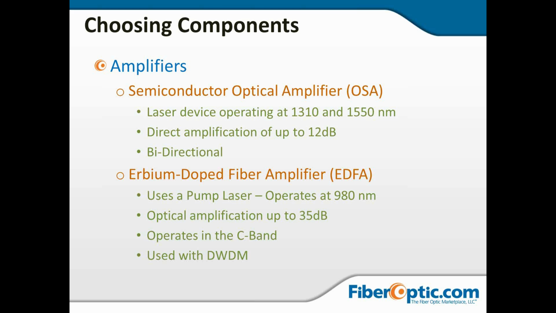Now, the erbium doped fiber amp, or EDFA, is your higher power. In fact, you can see you get some optical amplification up to 35 dB. So you can get some screaming outputs from this. It's certainly not a class 1 laser. It uses a pump laser to excite the erbium doped fiber. That operates typically at 980 nanometers. The whole thing will operate within the C-band, and it is used almost exclusively with DWDM to extend the range of these multiplexed signals.